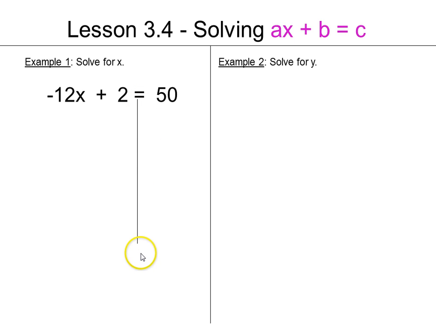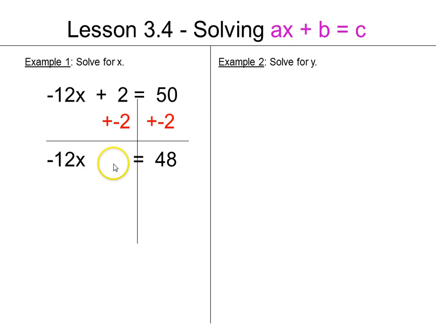I'm going to draw this line here. And then I'm going to add negative 2 on the left-hand side, add negative 2 on the right-hand side. This is where this line comes in handy so that we can see that I'm doing it to the left side and I'm also doing it to the right side. And then we combine like terms and we get an equivalent equation. We get negative 12x. Notice there's nothing here because the 2's are gone. And then we get a 48 because 50 plus negative 2 is 48.